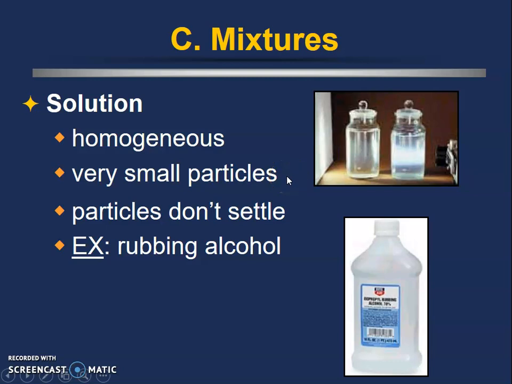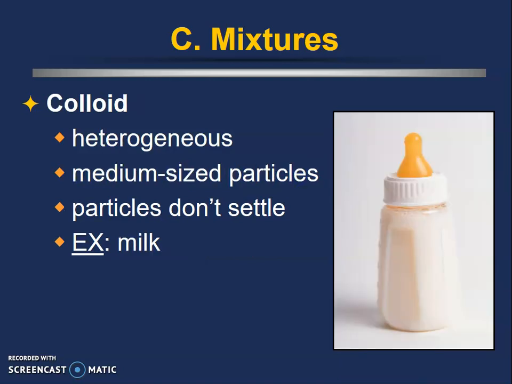So a soda. If you leave a soda sitting in your fridge for a week or 2 weeks and you go back and look at it, it still looks like a normal soda because nothing settles to the bottom. Okay, another example, rubbing alcohol. Nothing ever settles out. A colloid is heterogeneous because it has bigger particles. They're medium sized. The particles never settle though, but you can't see through it. It still looks all the same, but they're medium sized particles like milk or paint.